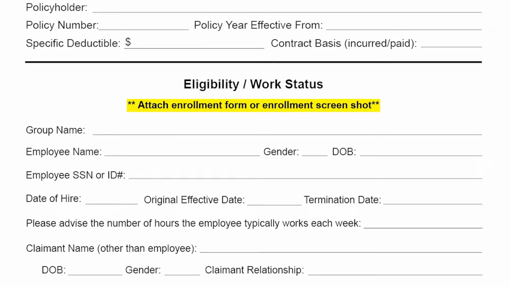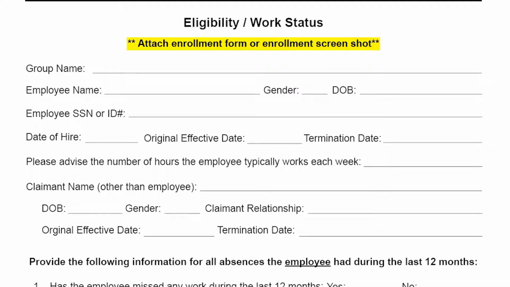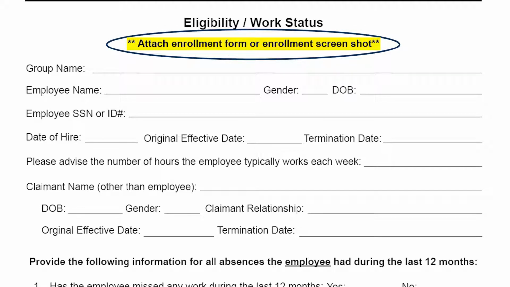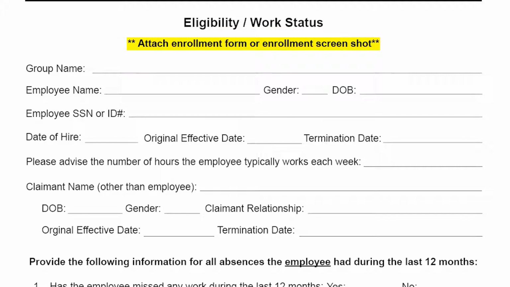The next section is the eligibility work status for your employee and also the claimant. This may be the employee only or may be for a dependent who is on your health insurance plan. You will need to submit an enrollment form or a screenshot of the enrollment proving that the employee or dependent is on your health insurance plan. It's important to show that they currently have insurance coverage through your health plan.